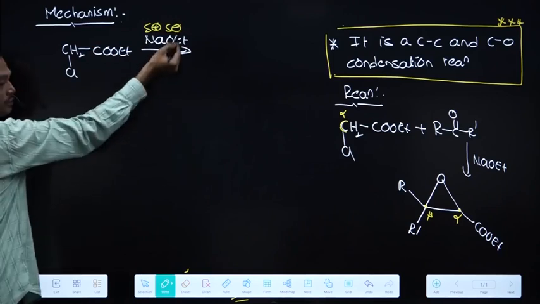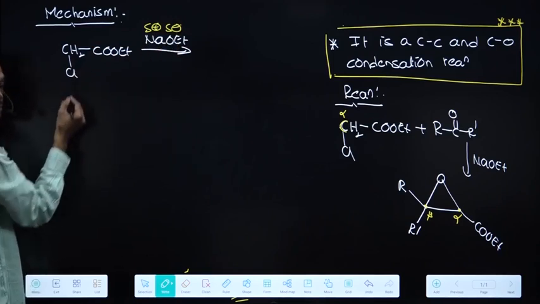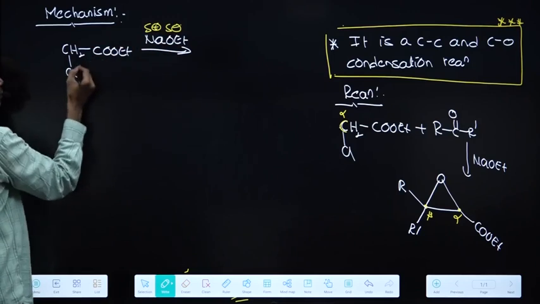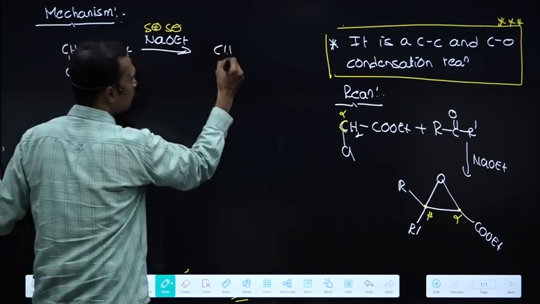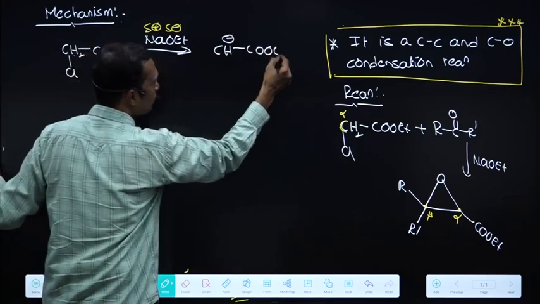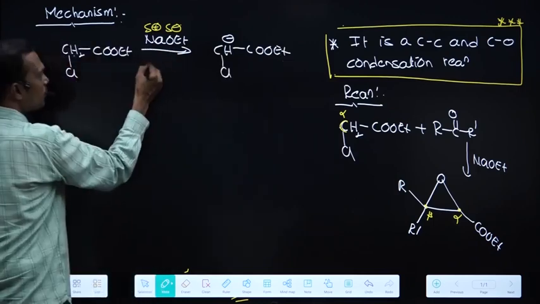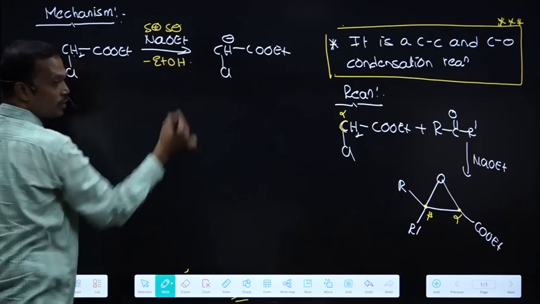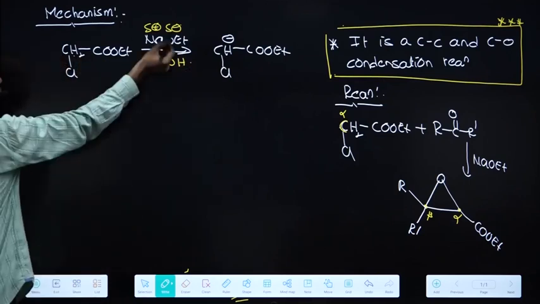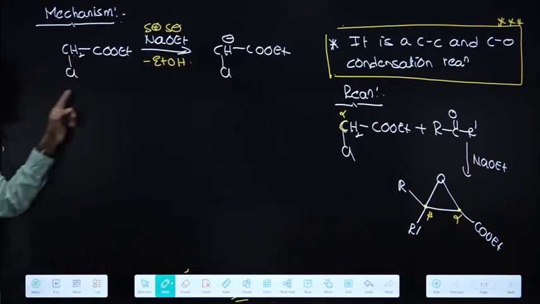Now we know this base has a tendency to take a proton from the alpha carbon of the ester. If it takes a proton from this carbon, what charge do you expect? Can I get minus or not? It is COOEt, and what is this? Chlorine. Right? Now this base will take the proton and remove it in the form of EtOH. So the base takes the proton here, and you will get CH minus and Cl.